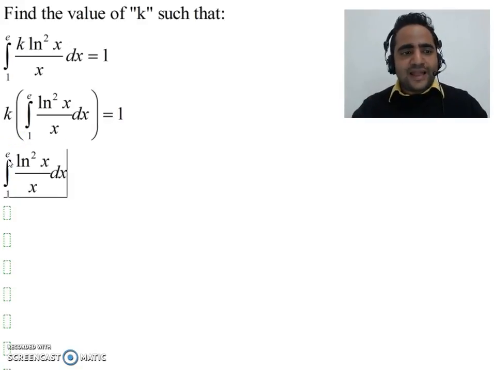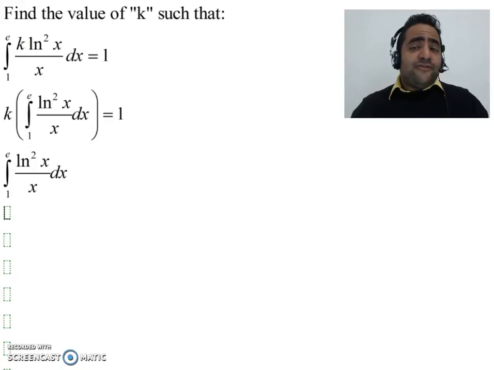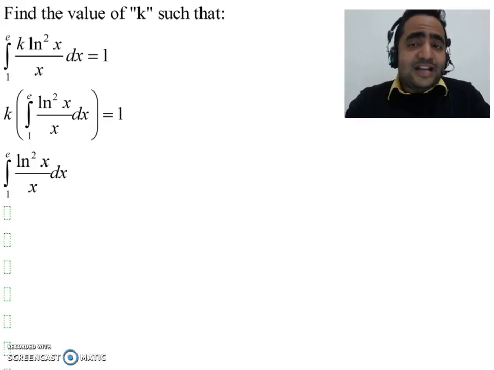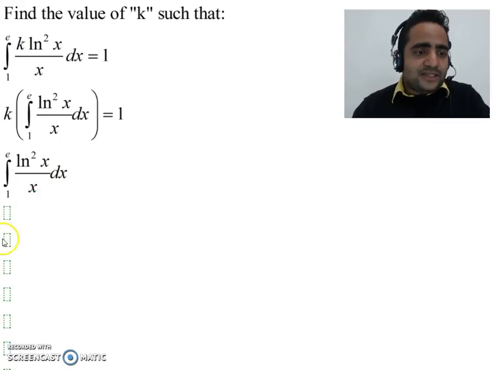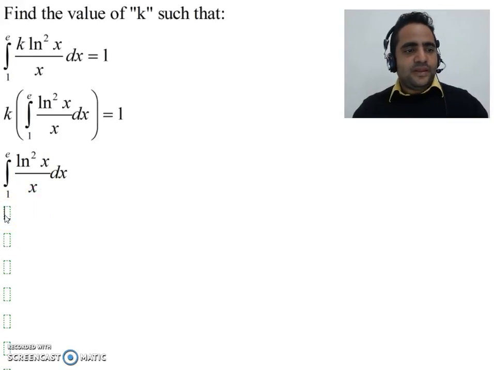What do we do with that integral? The first thing is noticing that the derivative of logarithm is right there. The derivative of ln x is 1 over x, which is right here, dx over x. So what do we do? We make a change of variables. We're going to put u equals ln x.